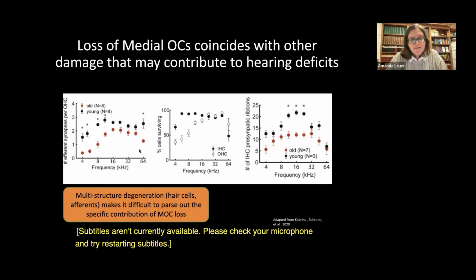And of course, there are other problems happening with the ear with age, stria vascularis degeneration, etc., and maybe also other problems with the brainstem. So this makes it difficult to very specifically point to the olivocochlear loss as a contributor to the hearing and noise deficit, but we're pretty sure it's certainly not helping their ability to hear in noise, that they're losing these olivocochlear efferents, which normally would suppress the noise activity.